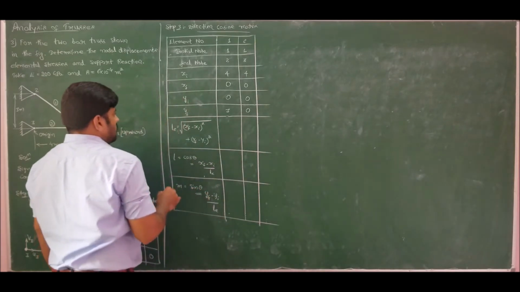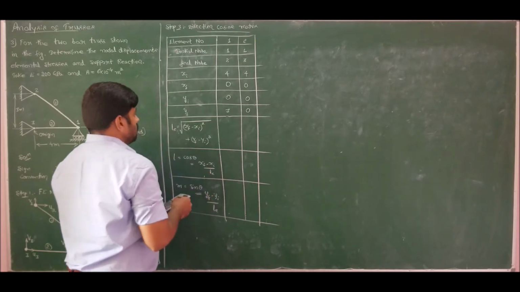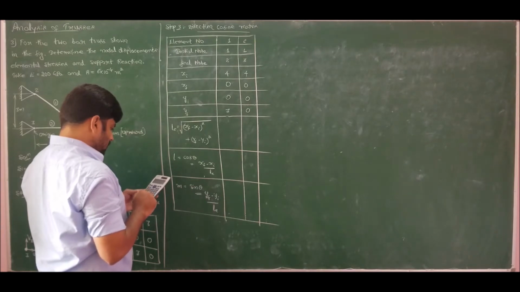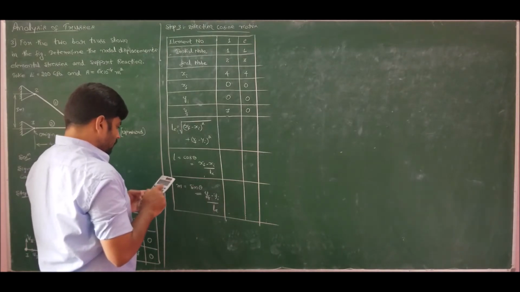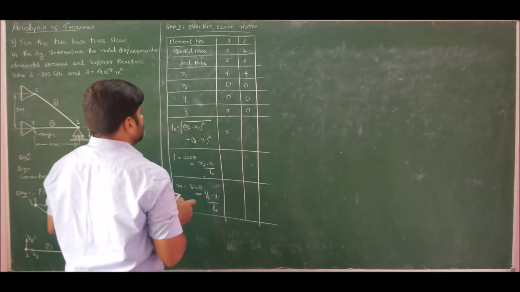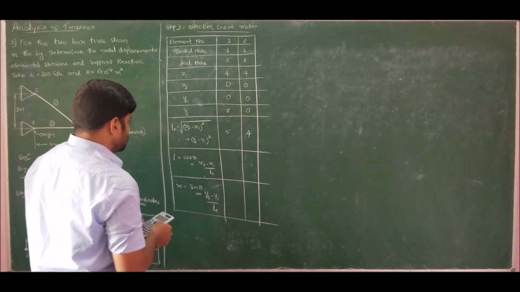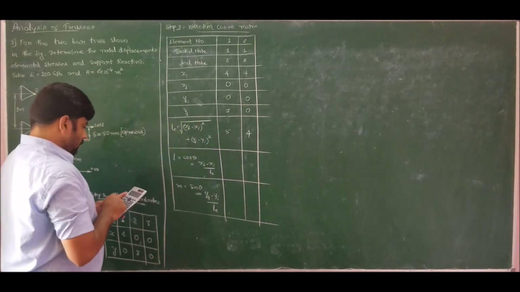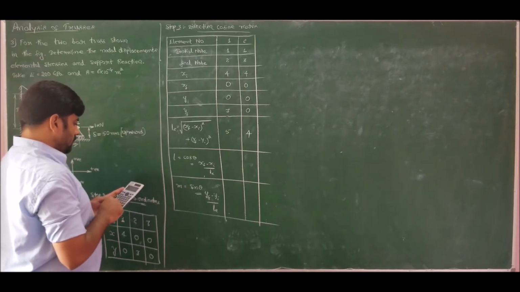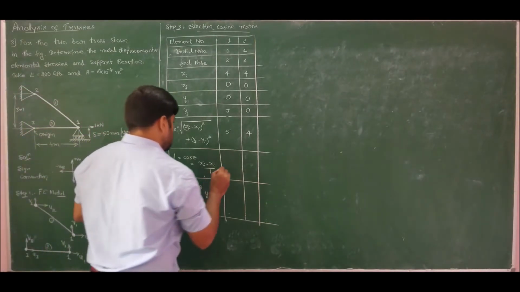Now coming to the length of the element, the length of element 1 will be the root of (4 minus 0) whole square plus (3 minus 0) whole square, which is nothing but 5 meters, whereas for element 2 it is 4 meters. Now coming to direction cosines l and m, we have (0 minus 4) divided by the length of the element, which is 5, which is minus 0.8.